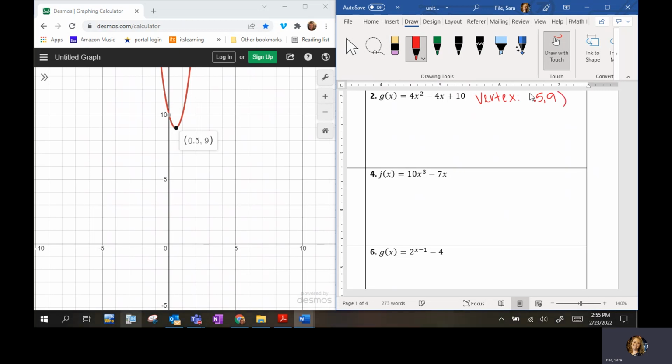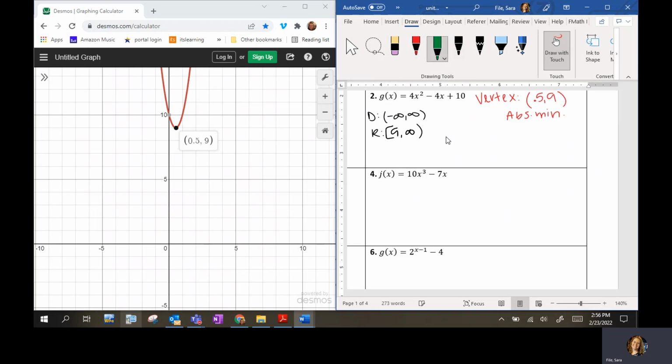And you can write it as a fraction, 1/2, or as a decimal, it doesn't matter. And this is an absolute minimum. It's the lowest the graph goes. So that means that my domain, quadratic, all real numbers, but my range is from that y value, that 9 is the lowest it goes. So it's from 9 to infinity, including the 9.